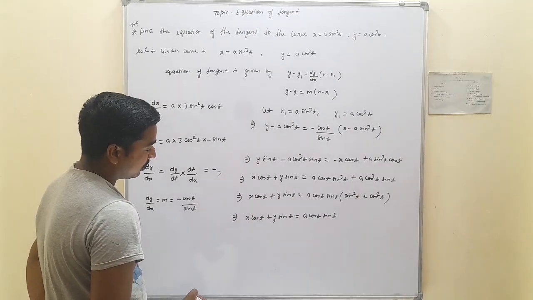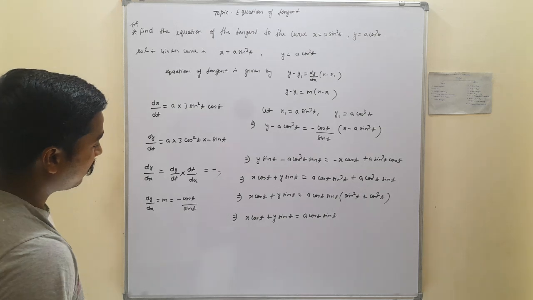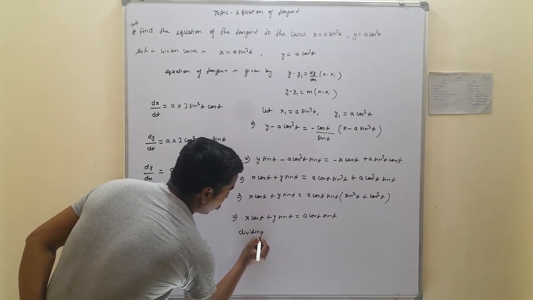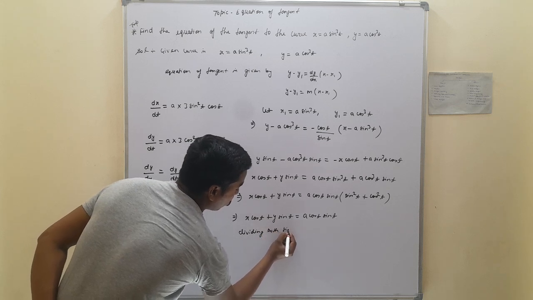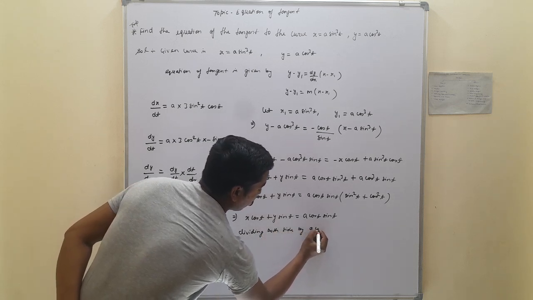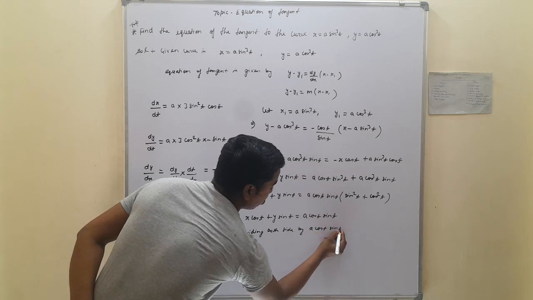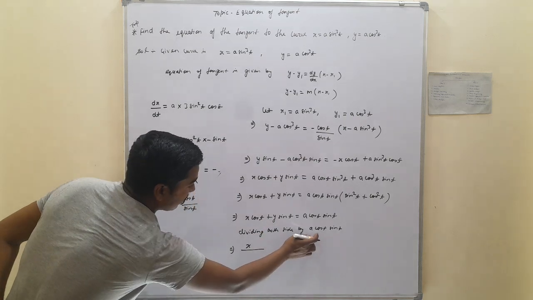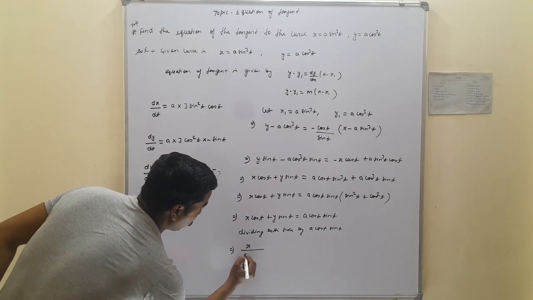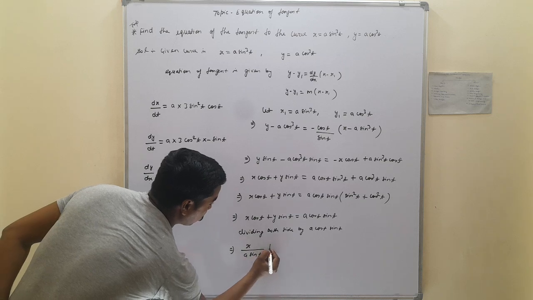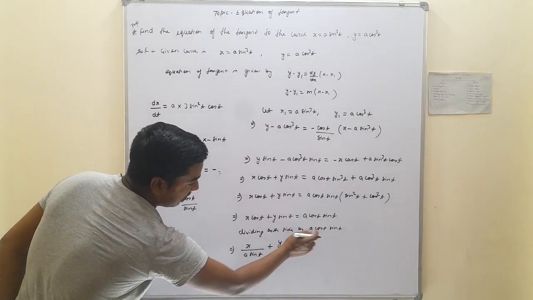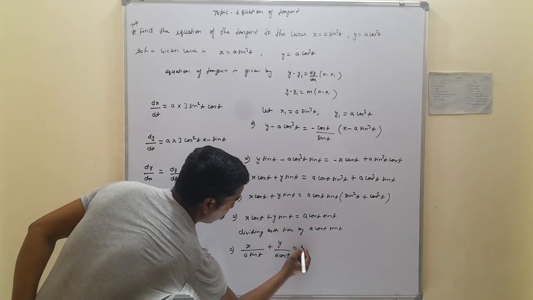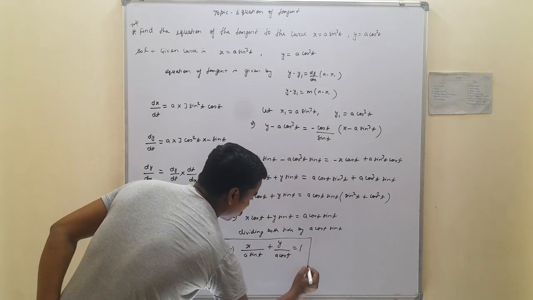Further, dividing both sides by a cos t into sin t, we get x upon a sin t plus y upon a cos t equals 1. This is the required equation of the tangent.